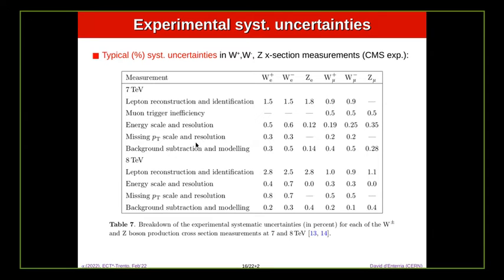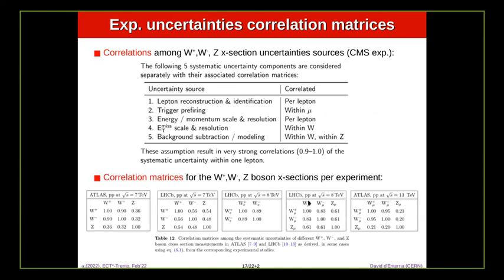So here you have a typical experimental table with the percentage of uncertainties from different sources of systematics: lepton reconstruction and trigger, energy scale, and so on. So that's a breakdown for the different measurements. And of course, there are intra-experiment correlations of all these sources of uncertainties. And this is what we did.